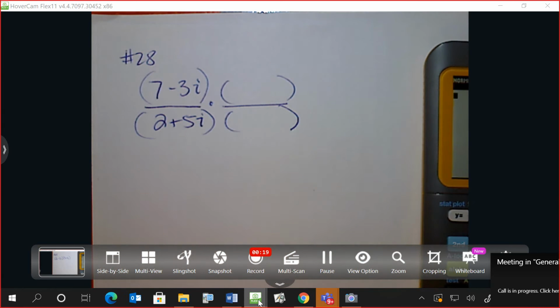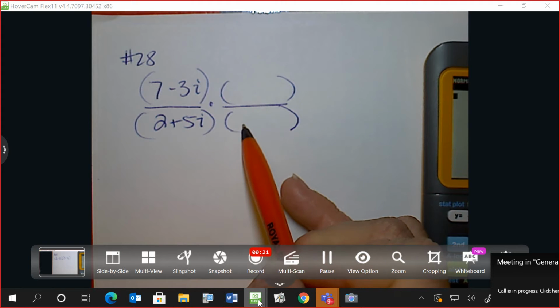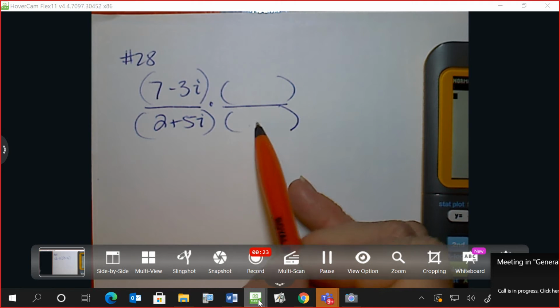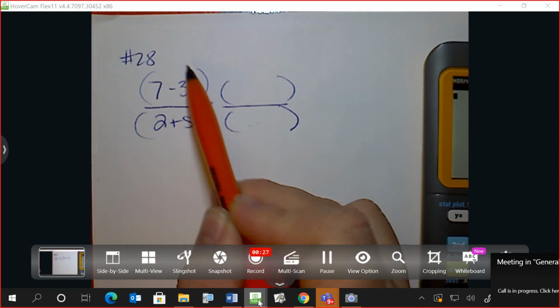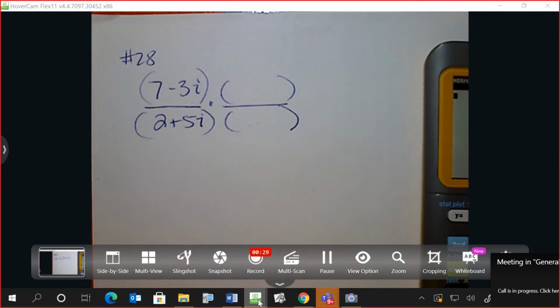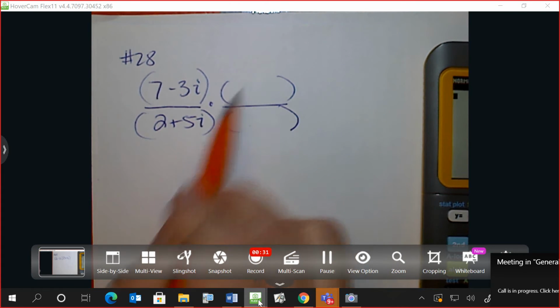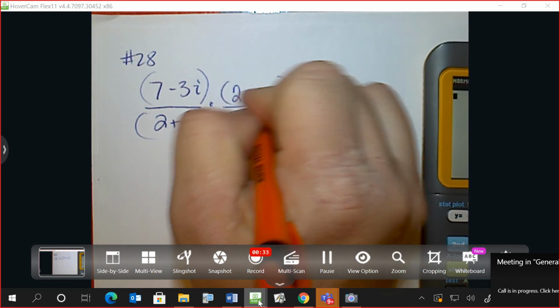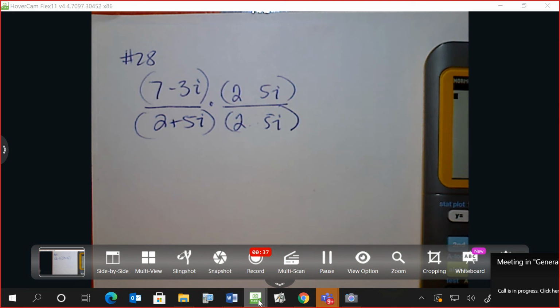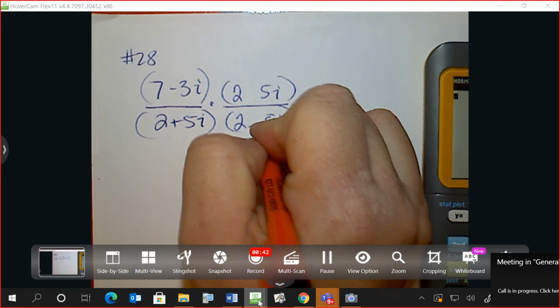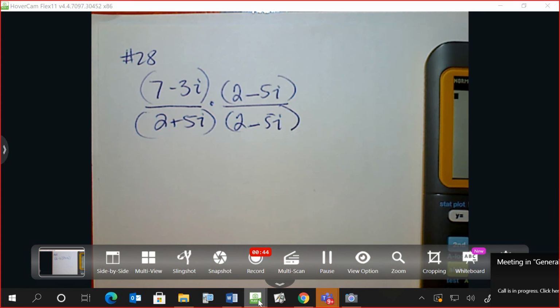And as we talked about in class, as long as you multiply the numerator and the denominator by the same value, you're not adjusting or changing the value of the original expression. So I'm going to take this denominator and rewrite it with no symbol in between. Conjugate of the denominator means rewrite the denominator and then change the sign. So instead of addition in between the 2 and the 5, it is subtraction.